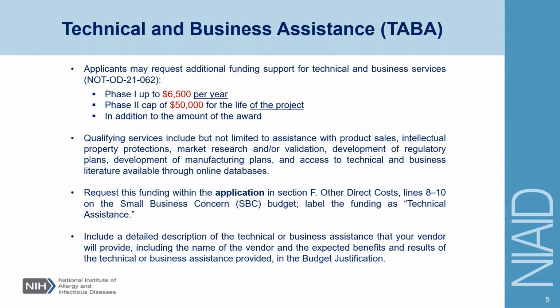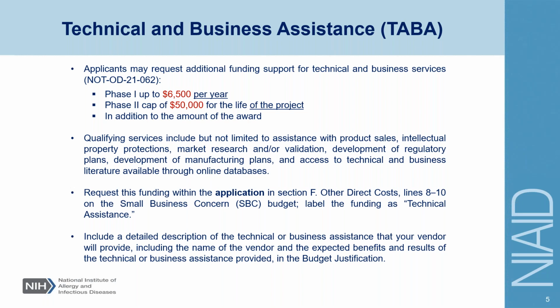NOT-OD-21-062. So for the TABA funding for phase 1 awards, you can request up to $6,500 per year. And for phase 2 award, you can request up to $50,000 for the life of the project. And these amounts are in addition to the total amount of your award.